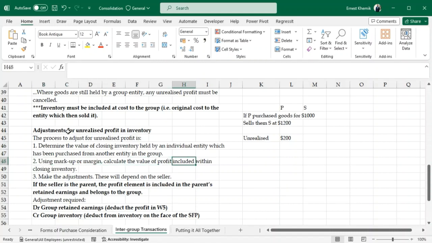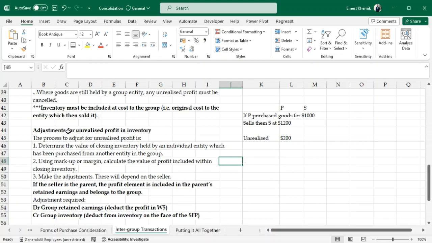You should be familiar with markup or margin. Markup is the profit on cost, whilst margin is a profit on sales. That is the summary of the entire thing. Markup is the profit on cost, and margin is a profit on sales.